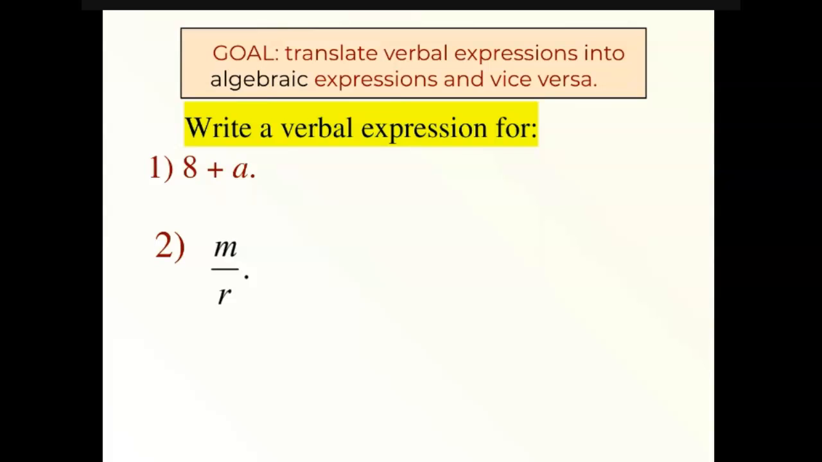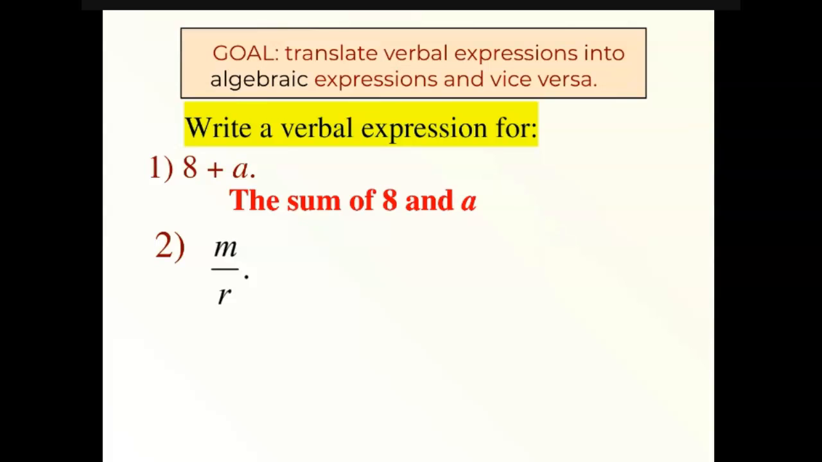8 plus A. So how do you write this in words, or verbal? Malia said 8 plus a number. That is correct. 8 plus a number. Anybody else? That's why in the beginning I asked you what other word, other than the word plus, that you could use. So, you could use the word sum. The sum of 8 and A. You guys mostly said 8 plus A. That's correct.